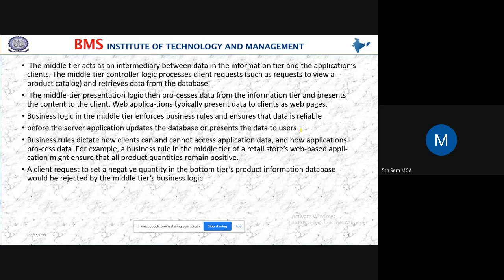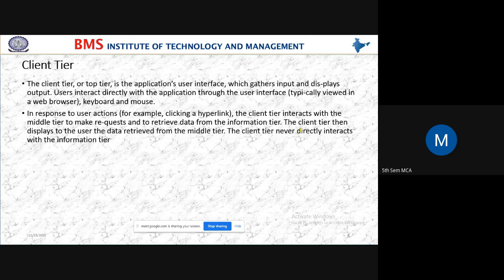A client request to set a negative quantity in the bottom tier product information database would be rejected by the middle layer logic. So whatever data we ask for should be positive data. We cannot ask for any negative information from the browser. If we are asking for any negative information, then the business logic layer has the power to reject the request we are putting.